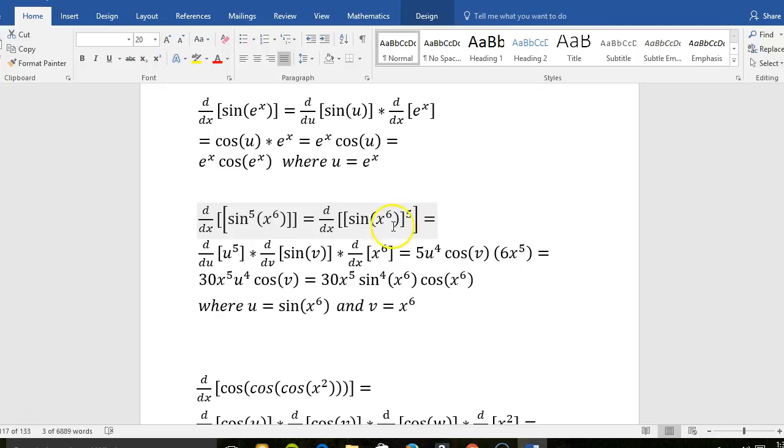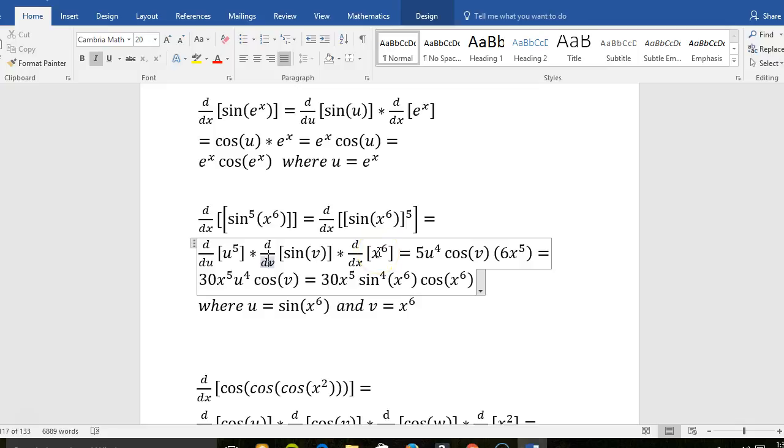So now by the chain rule, I'm going to let u be my outermost operation, which is raising something to the fifth power. I'm going to let my intermediate operation be the sine, which pretty much has to be. I'm going to let v be my intermediate guy. U is going to be my sine of x to the sixth. V is just going to be my x to the sixth itself. And then finally we go innermost, d by dx of x to the sixth.